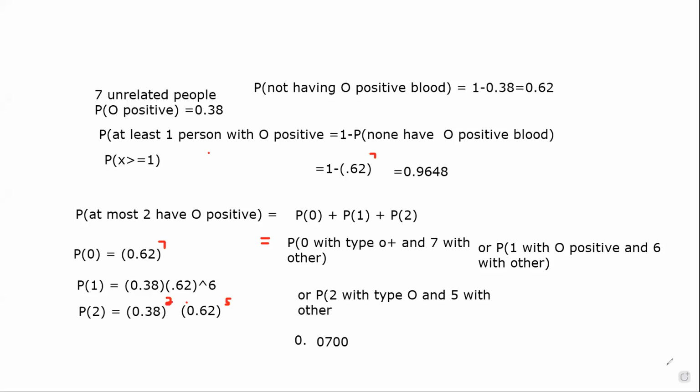That one of them doesn't have O positive blood type. What would I say? How would I do it? Okay, so here's what it looks like. One minus. You don't need the complement here. You just need what I'm asking you, and you had it right.